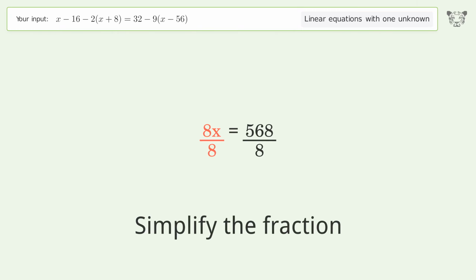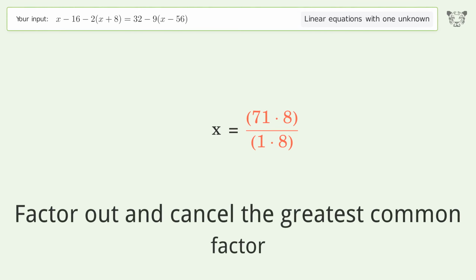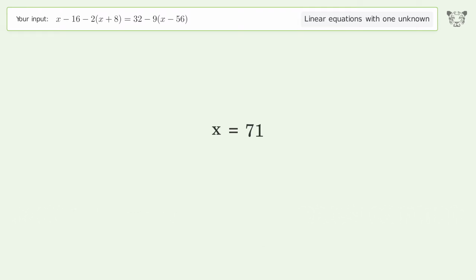Simplify the fraction. Find the greatest common factor of the numerator and denominator. Factor out and cancel the greatest common factor. And so the final result is x equals 71.